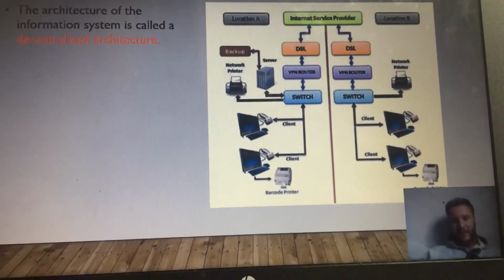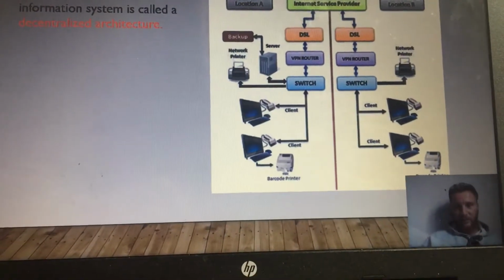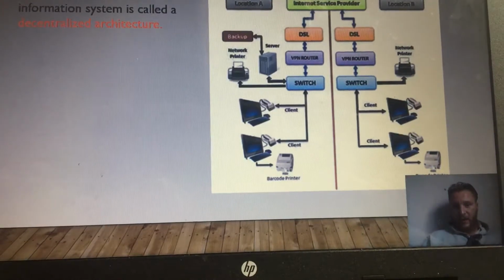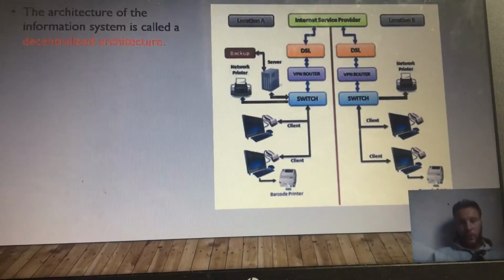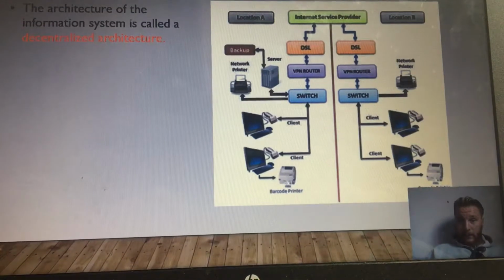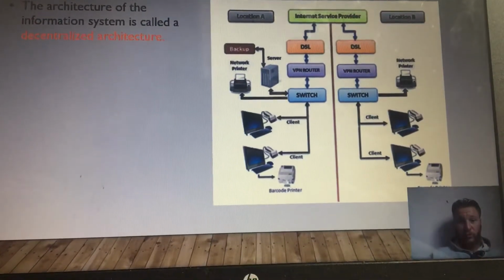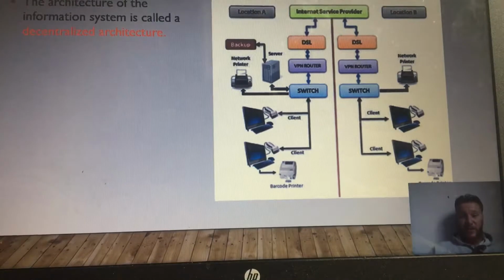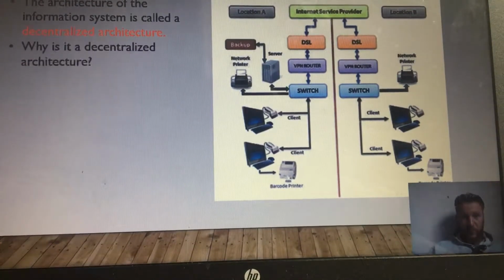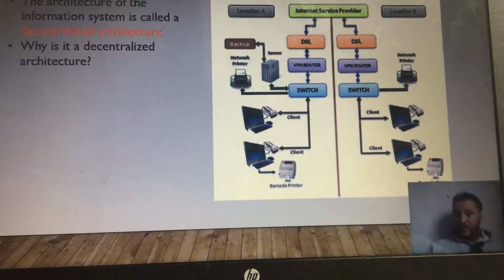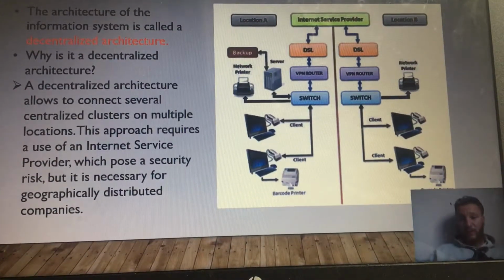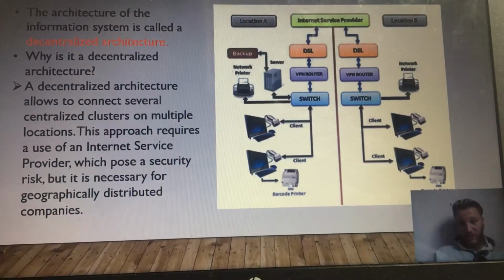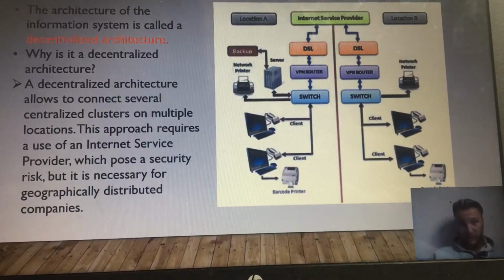So the first thing that the discussion asks us to do is to identify the ISA of the shown picture. To my mind, the shown picture shows a decentralized architecture. Why is it a decentralized architecture? The first and most important reason is that it has two locations. It involves an internet service provider.